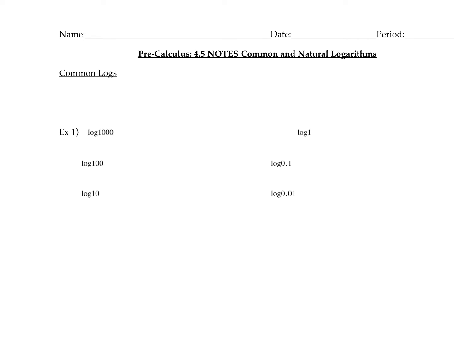Hi everyone. In today's lesson, section 4.5, we will discuss common and natural logarithms. Common logarithms are logarithms with a base of 10. They get this name from the fact that a logarithm with a base of 10 was used so frequently that people got tired of writing the 10 there. Much like when we see a square root, we don't see a 2 written as the index number because square roots are used so frequently.